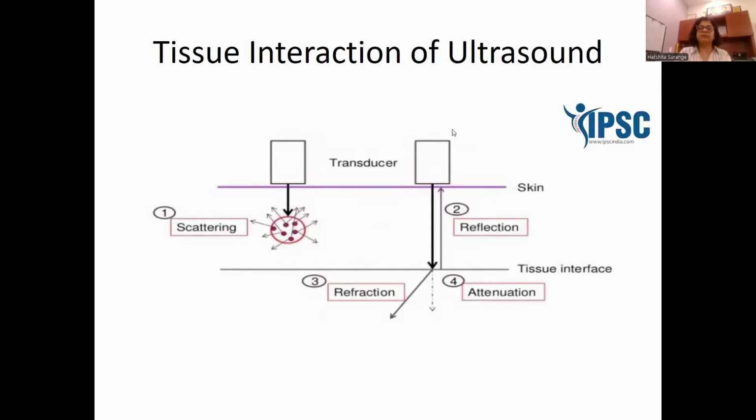So here you can see what's happening. The probe here is kept over the skin. Some ultrasound beams enter the skin and are reflected back. Some are reflected back from the subcutaneous tissue, some from the muscles, and so on. You can see every layer is reflecting the ultrasound beams, but the remaining ultrasound beams are either refracted and keep moving to the next plane or get attenuated as they go deep.